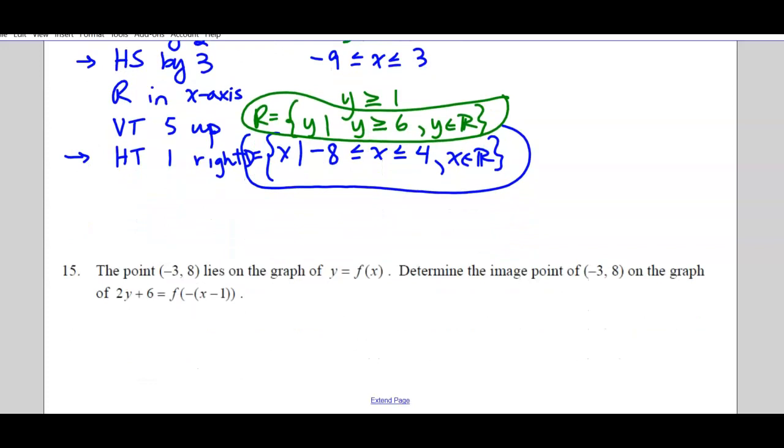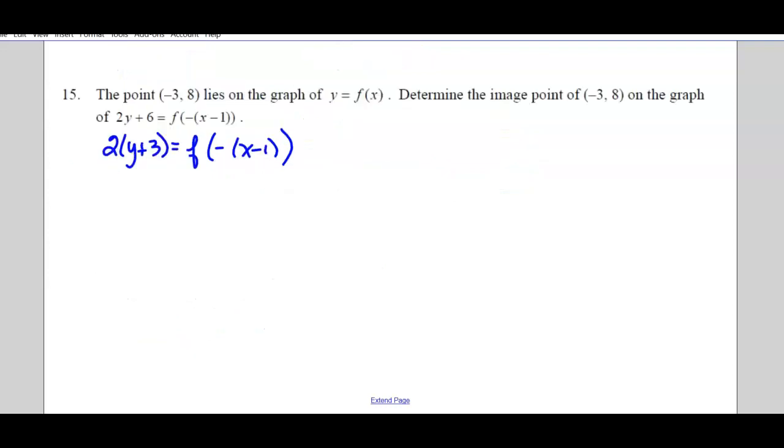Question 15, -3, 8 lies on the graph of the original. Determine the image after those transformations. Biggest thing, make sure you factor. The x, that's already been factored, so that's good, but the y wasn't. Okay, so what's happening here is a vertical stretch by 1/2. Reflection, x is changing sign, so reflection in the y-axis. Vertical translation down 3, horizontal translation 1 right.